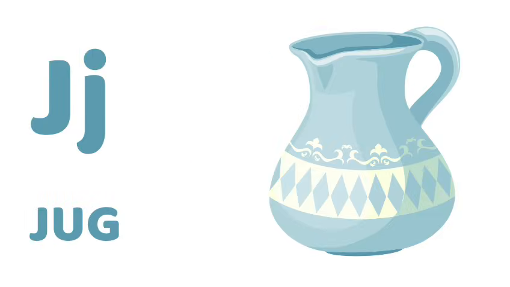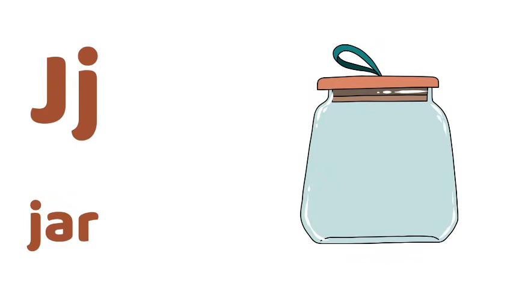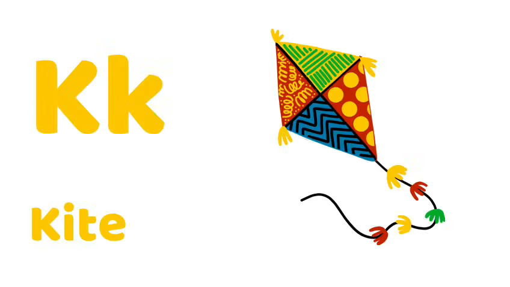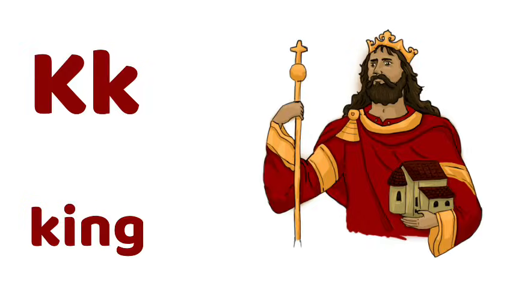J is for jug. Jug. J is for jar. Jar. K is for kite. Kite. K is for king. King.